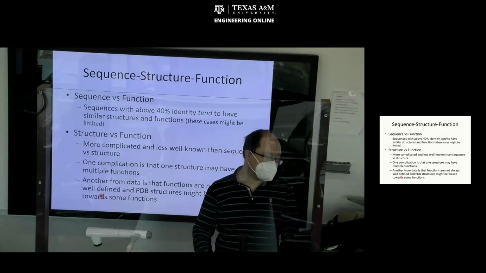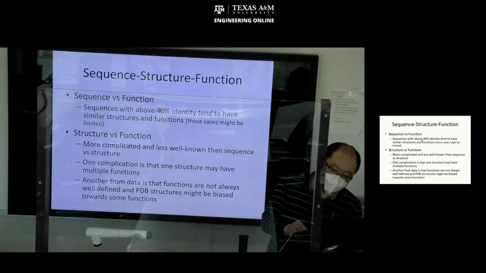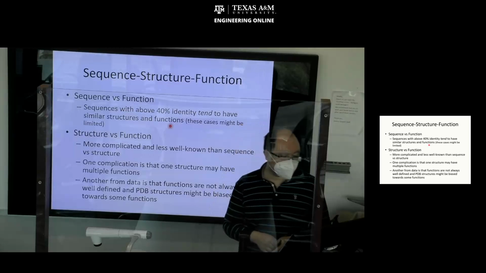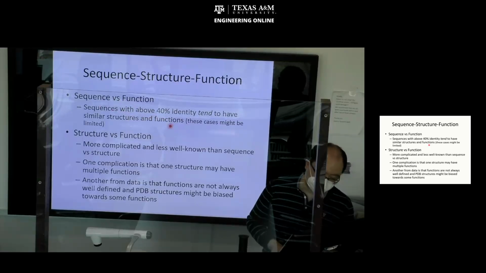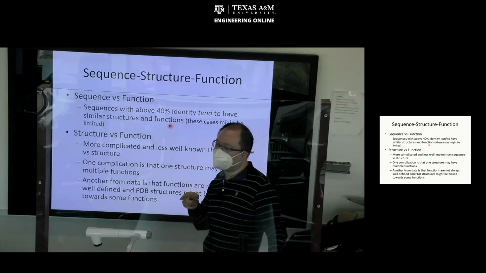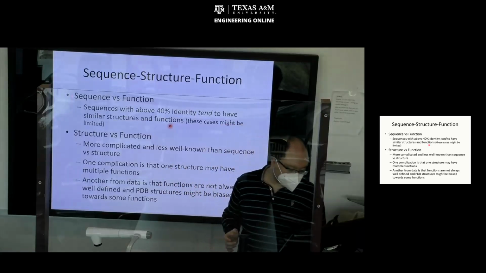Then what about sequence versus function? Well, the safe zone is now about 40%. If the identity is about 40%, then the sequences tend to have similar structures and functions, okay? But again, it's a heuristic. What about structure versus function? Well, it's more complicated and less well known. One issue is that I cannot say that similar structures give you similar functions because I haven't described the functions yet. One structure can have multiple functions, right? So this is another issue.